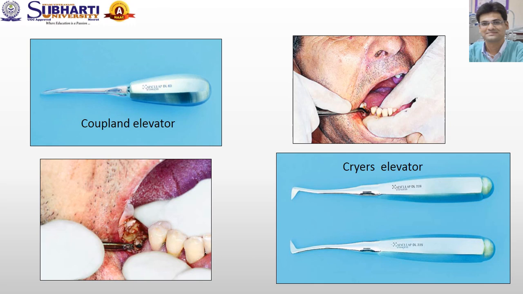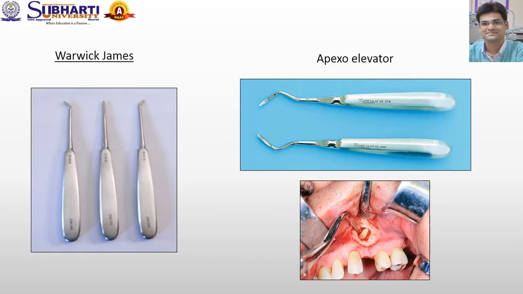These instruments are available in pairs. The concavity should be placed towards the tooth to be elevated. They are mainly meant for removal of the root. For example, if we have done extraction of a mandibular molar, the tooth comes out with the crown and one root is left in the socket. So we can place this elevator, that is the concavity side, in the empty socket and elevate the root which is left in the socket. Warwick James elevator.